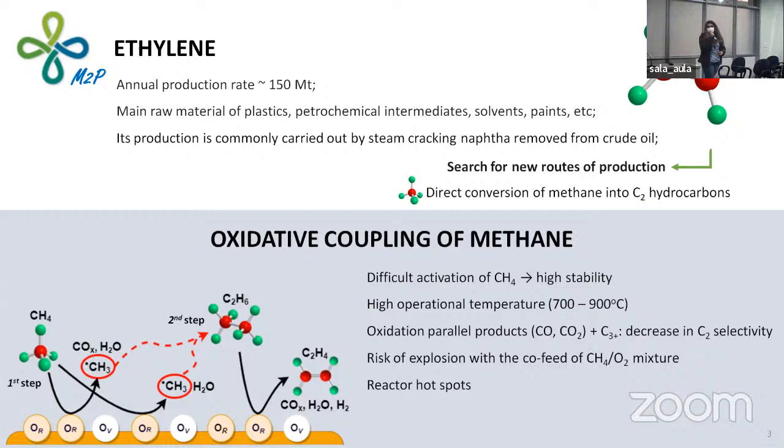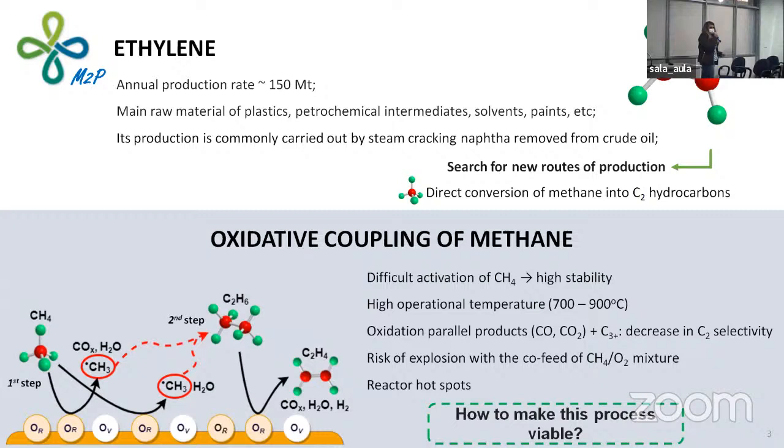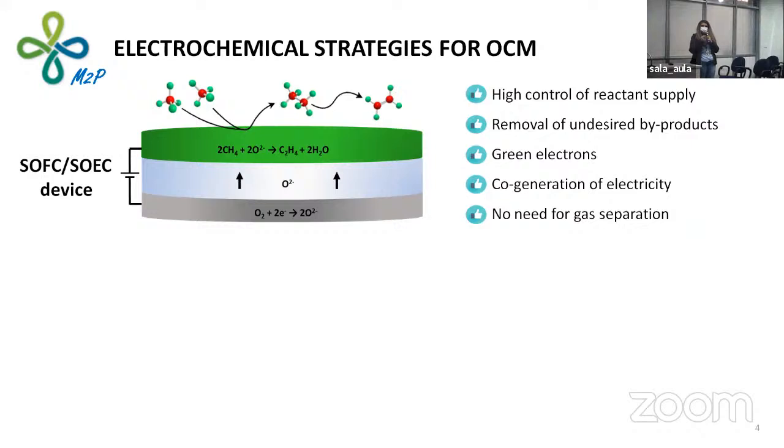And when we think about large scale process and economical and commercial viability, we need to answer the question of how to make this process viable. And one approach that's coming up is the electrification of OCM, in which we can use a solid oxide fuel cell as a solid state membrane reactor to develop the OCM in the anode electrode, in the fuel side. And using a SOFC to develop the OCM process, we can have a better control of the reactant supply, more active species, the use of green electrons, co-generate electricity and C2 products, and it's a single unit device for gas separation and the reaction.